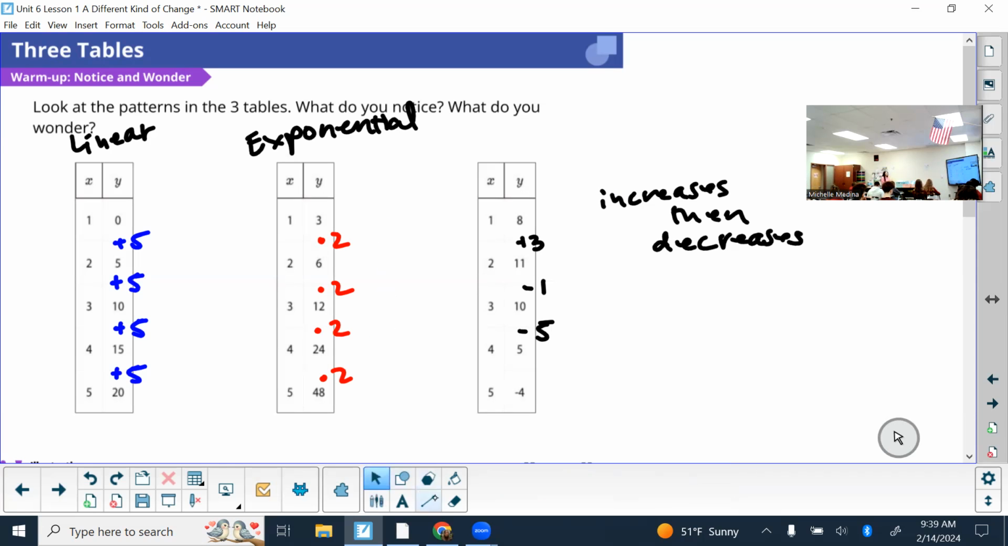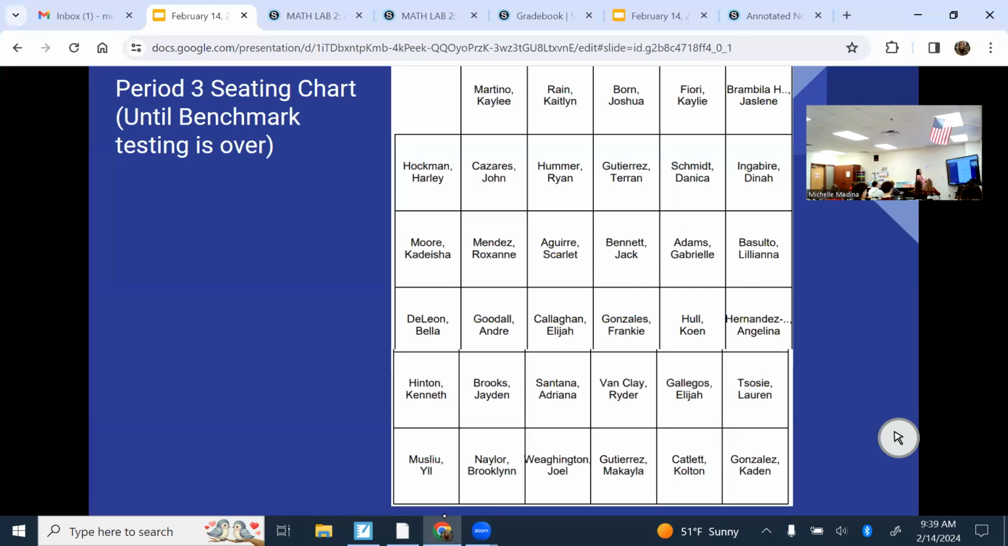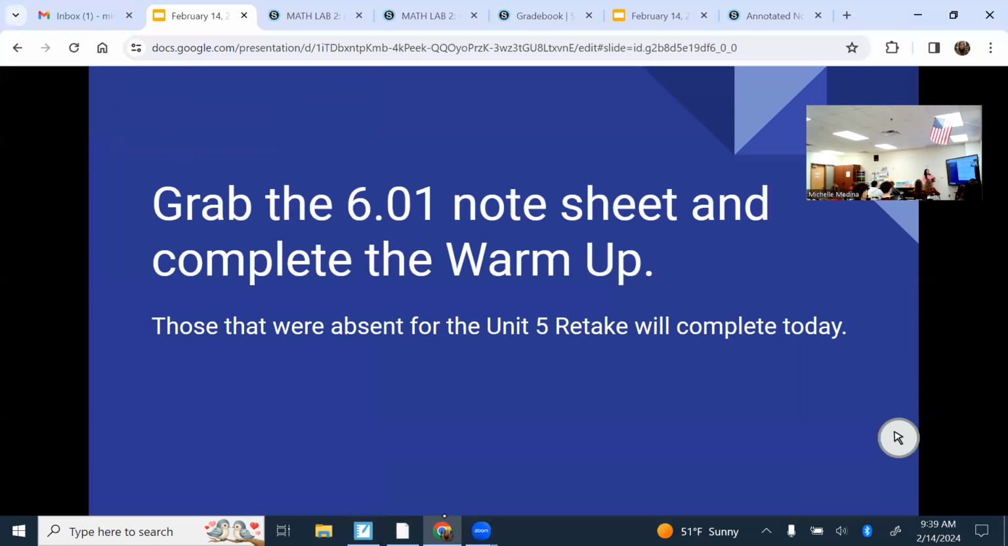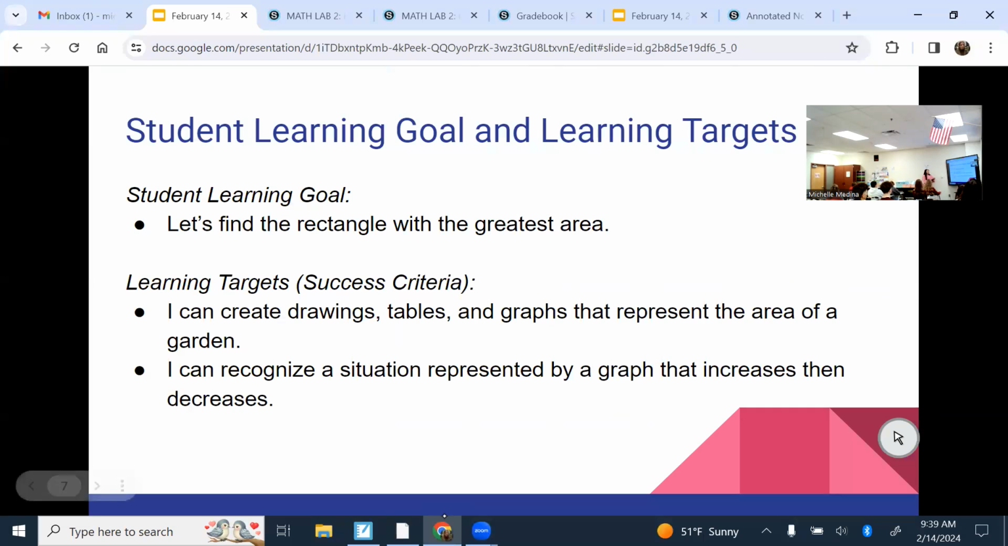So today we are on the first lesson of Unit 6. And the goal today is just to find the rectangle with the greatest area. We'll do a few activities related to that. Unit 6 is called Intro to Quadratic Functions, and then Unit 7 is just quadratic functions. So this subject is going to be a main focal point for the rest of the series.